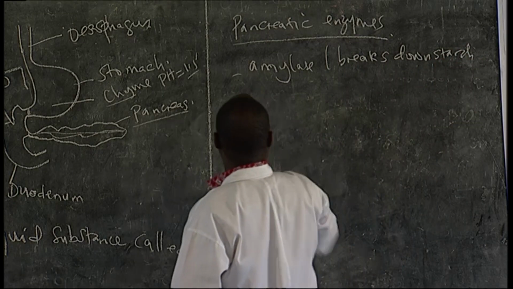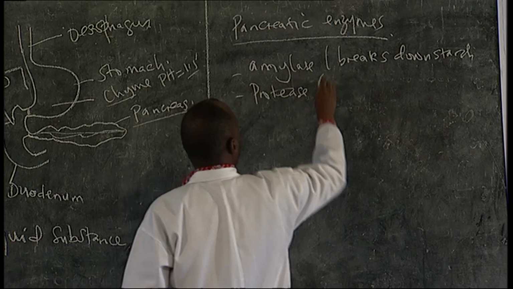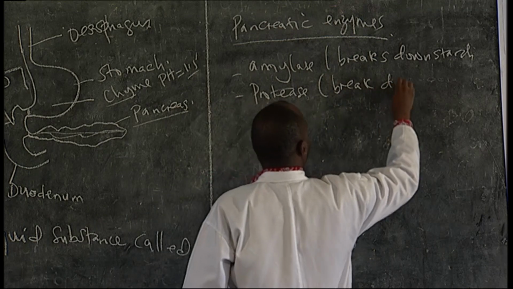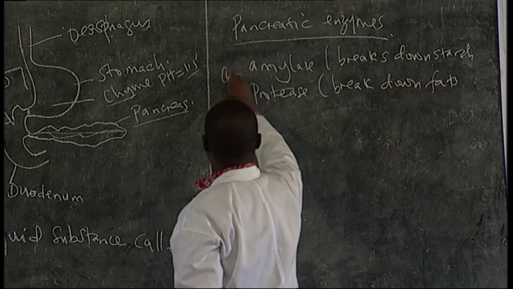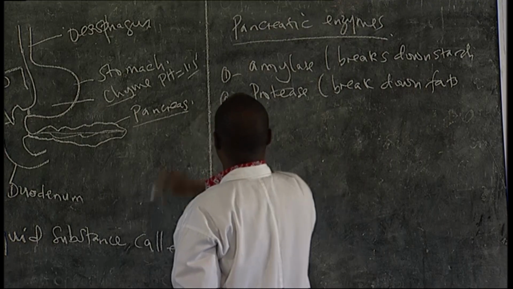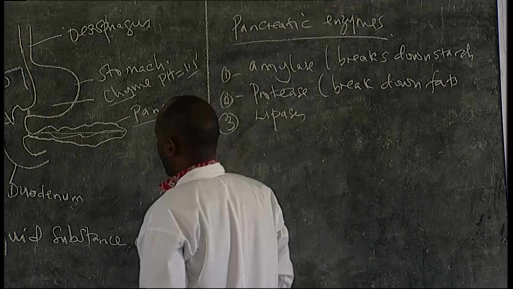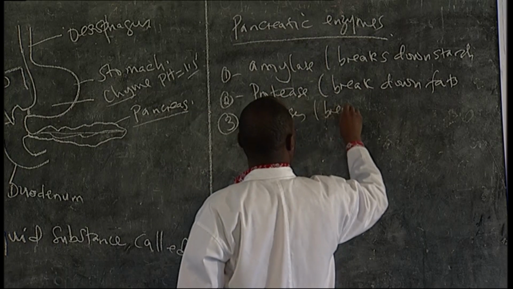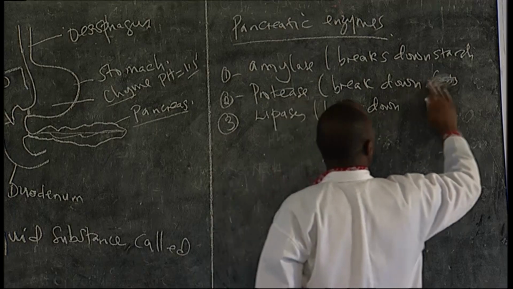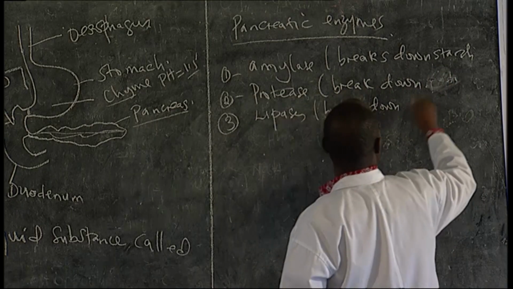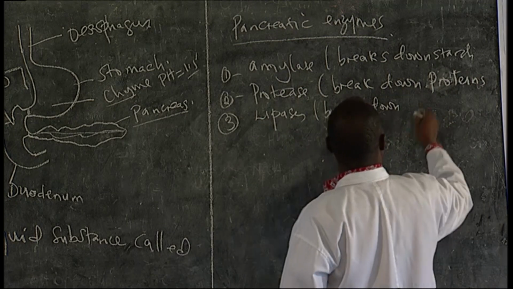We have another one, the protease enzyme. So these are pancreatic enzymes. This is number 1, this is number 2, and we have number 3, an enzyme called lipase, which is also going to be released into the duodenum. The protease breaks down proteins into peptides, and the lipase breaks down fats.